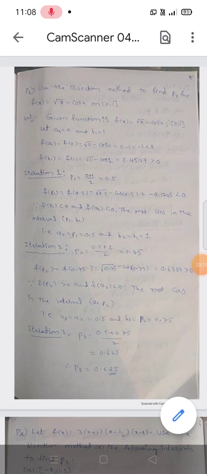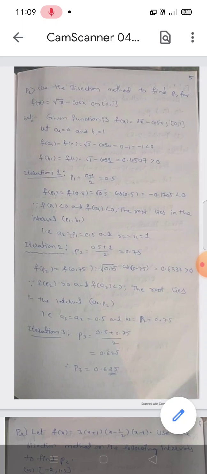Since f of p2 greater than 0 and f of a2 less than 0, the root lies in the interval a2, p2. That is a3 is equal to a2 equals 0.5 and b3 is equal to p2 is equal to 0.75. Iteration 3. p3 equals a3 plus b3/2 is equal to 0.5 plus 0.75/2 is equal to 0.625. Therefore, p3 is equal to 0.625. Here the value has not repeated, but we have no concern with repetition. The question only says use the bisection method to find p3 for f of x equals root x minus cos x.